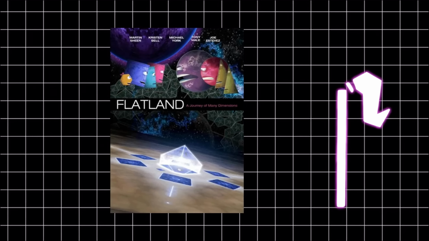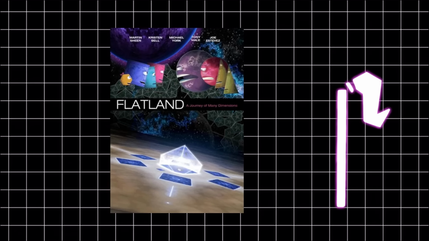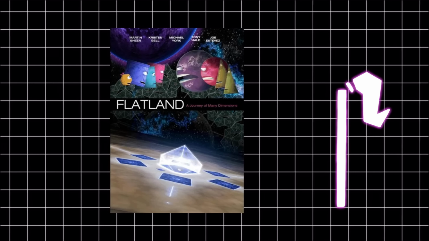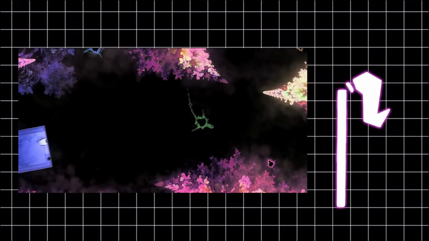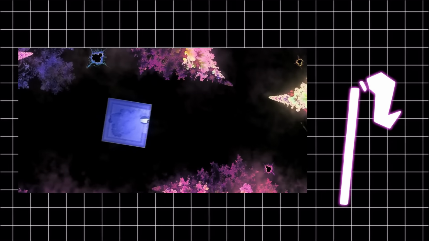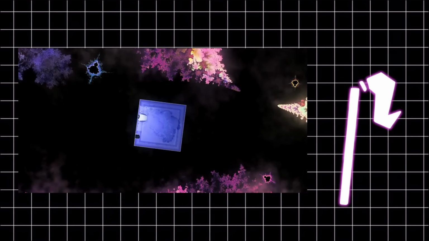Anyways, from an artistic standpoint, while I found the designs for the Flatlanders in the indie adaptation more interesting than the ones here, I did quite like the visuals for the 3D world, and I also like the interdimensional space A Square visits. I don't know, I just thought these little Mandelbrot creature things were fun.